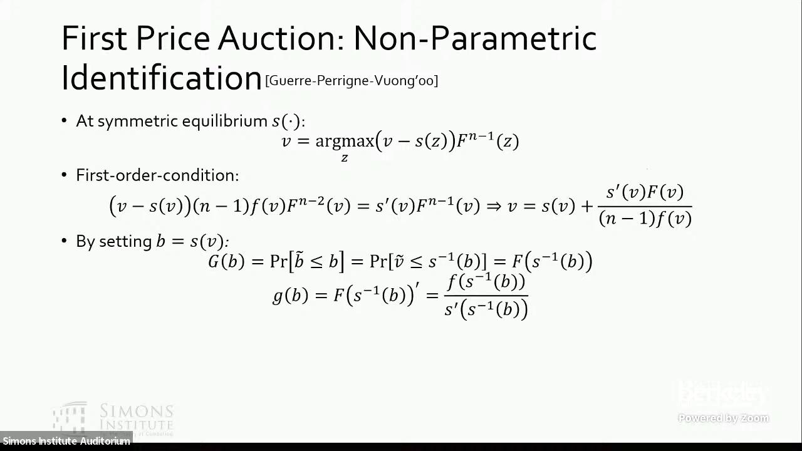So the CDF of the distribution of bids you can write as a function of the CDF of the distribution of values and the inverse of the equilibrium strategy. And similarly, the density of the distribution of bids, you can take the derivative of this equation here, and you can write it as a function of the density of the distribution of values and the derivative of the inverse of the equilibrium strategy.